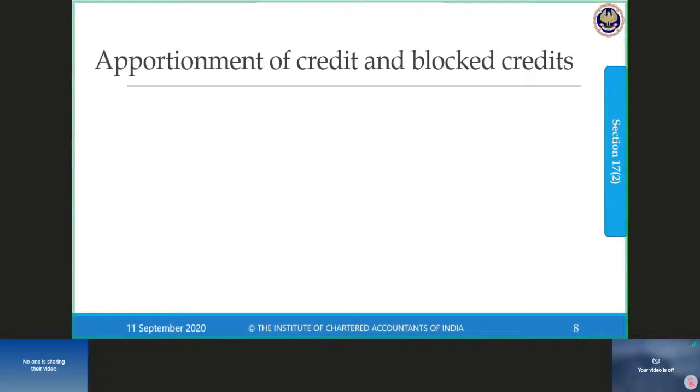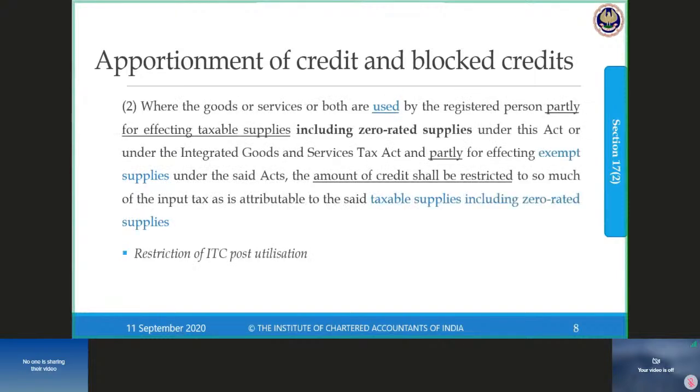Restriction of ITC, post-utilization, records to be maintained for supplies. Now here, what is relevant? Theoretically, it sounds good.